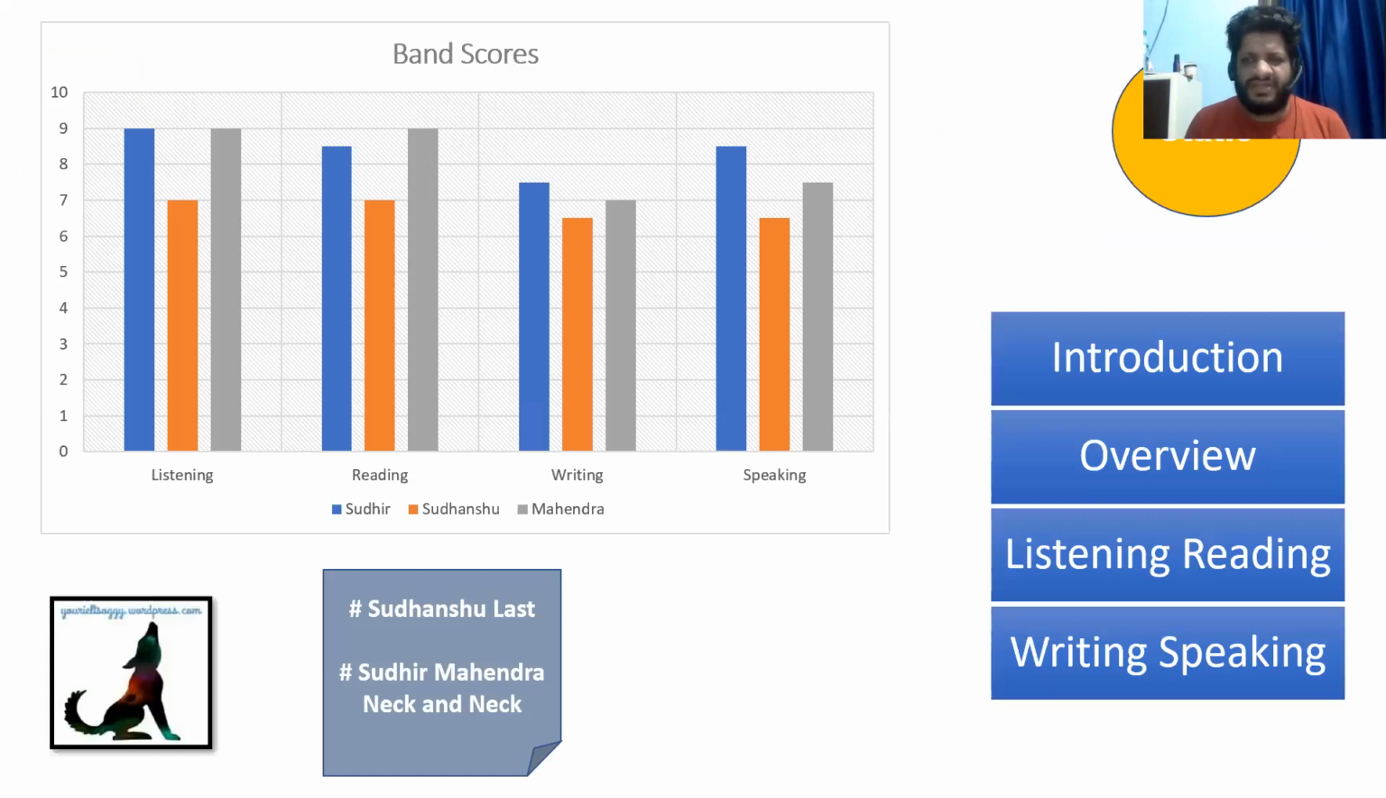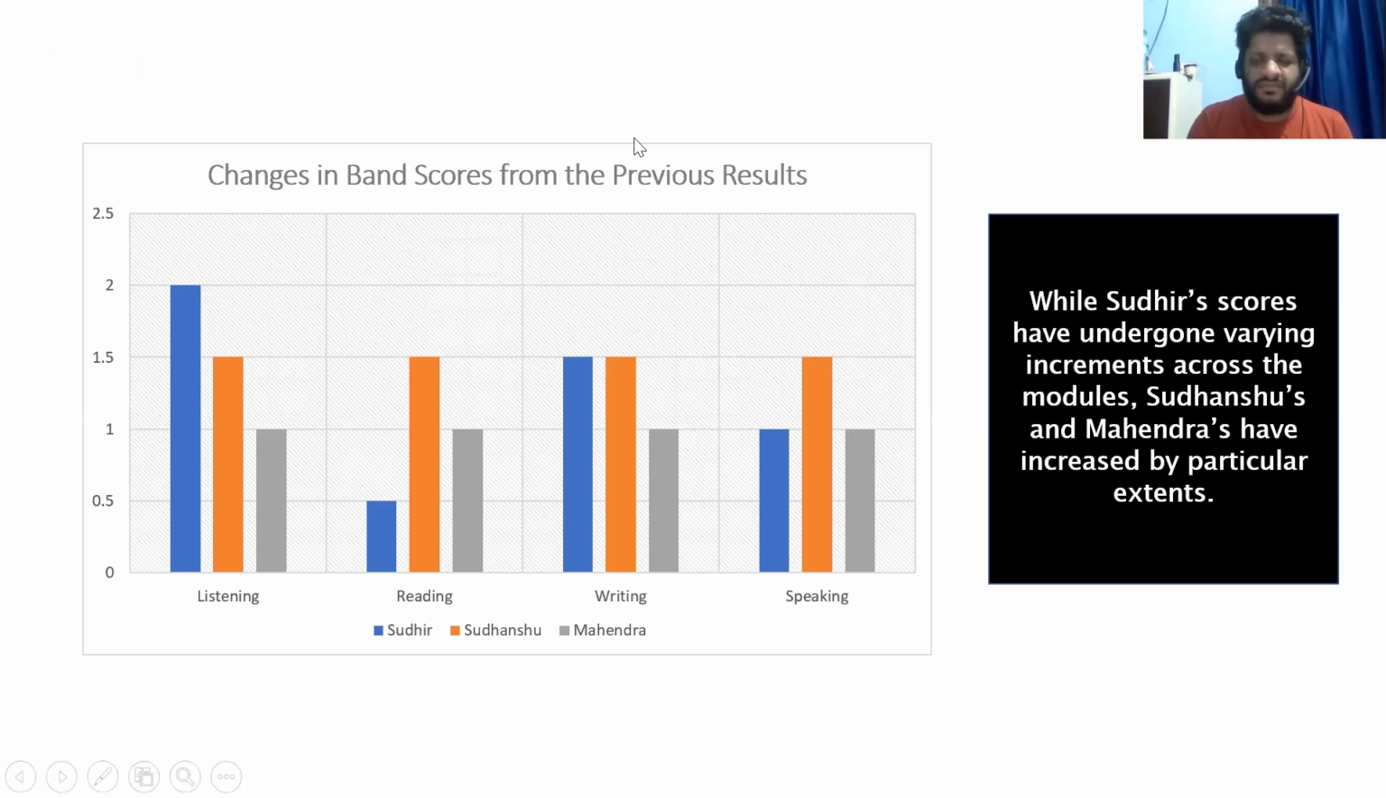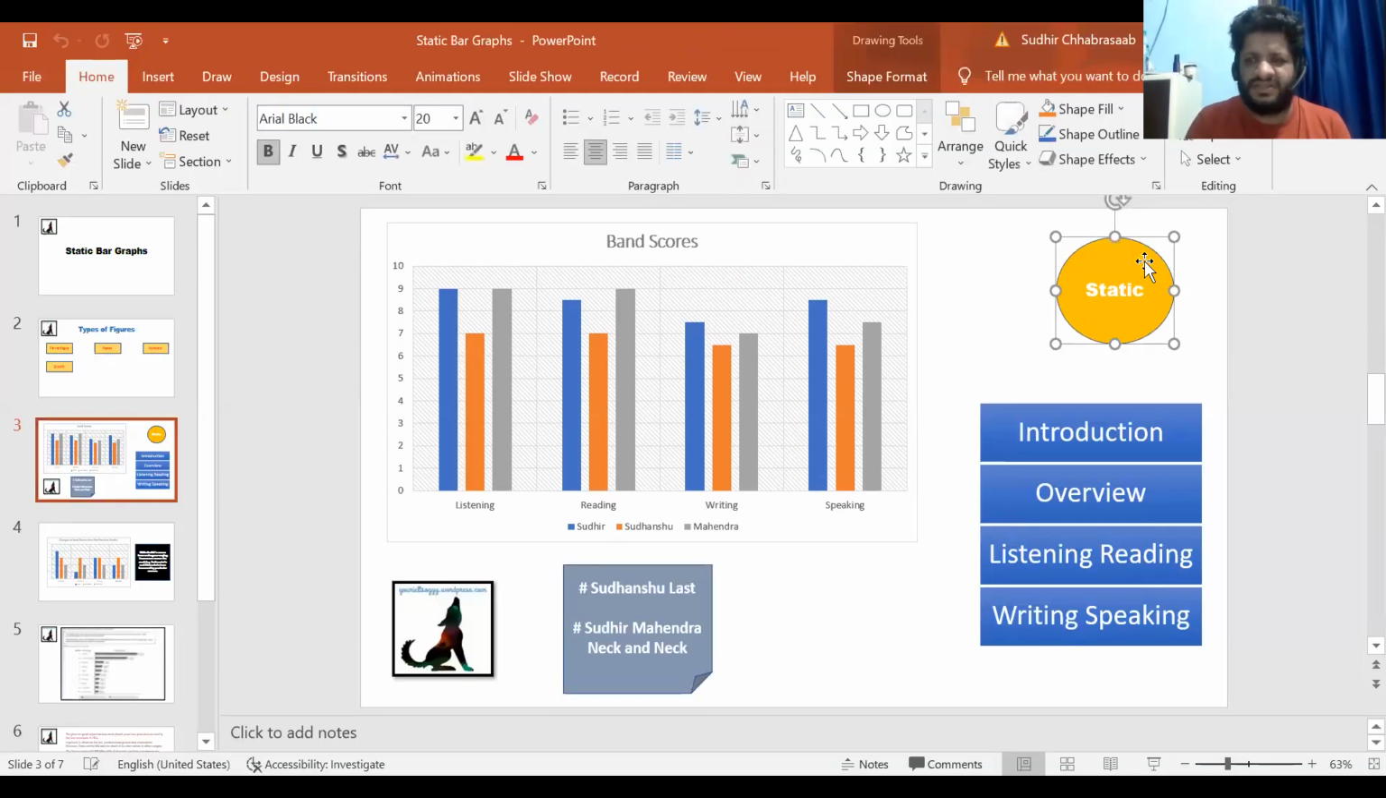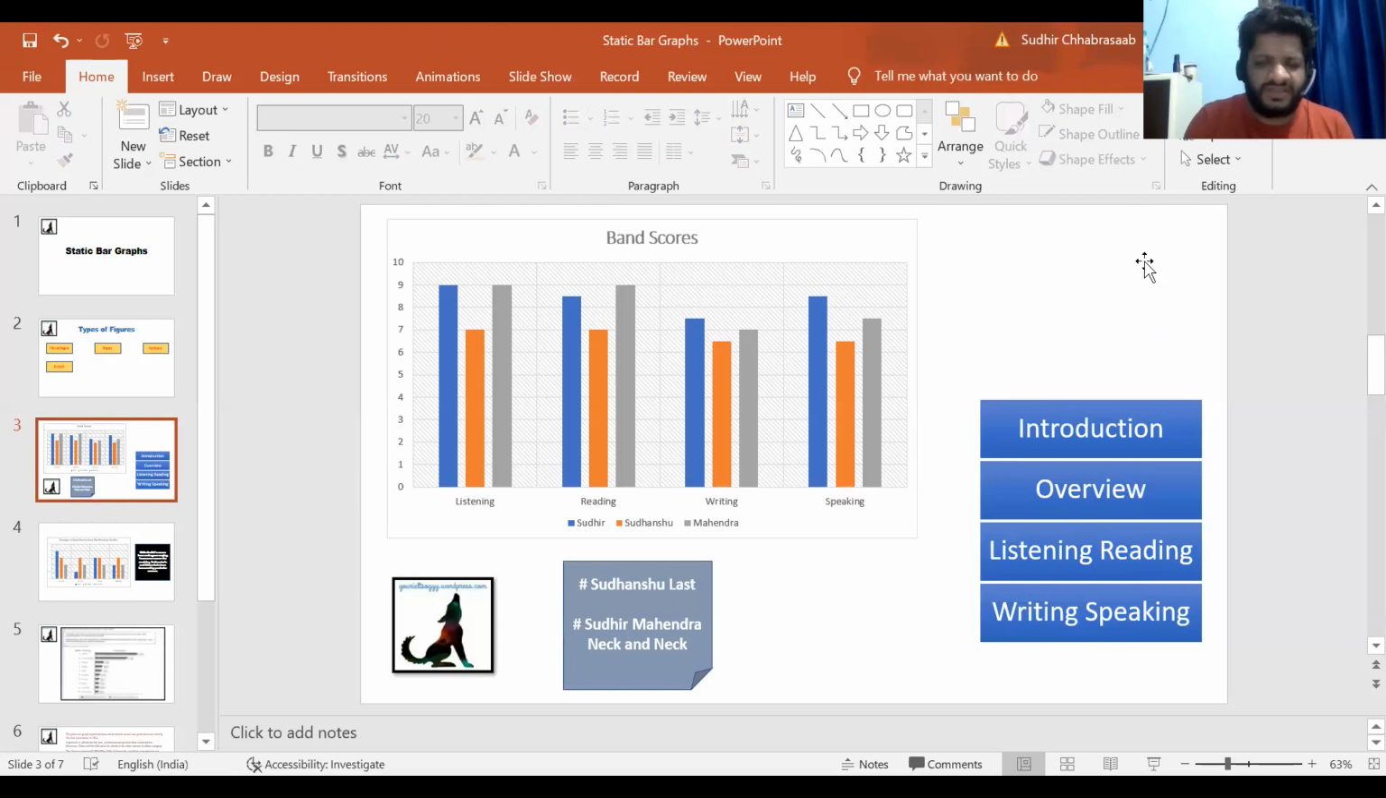First of all, let's look at a static bar graph in general. I think you can't see that term. One sec. Let's erase it then. You already know it's static.